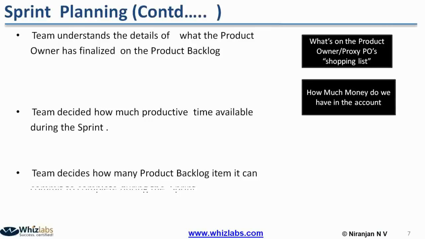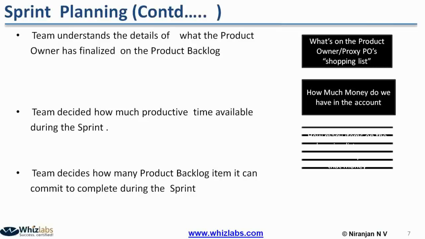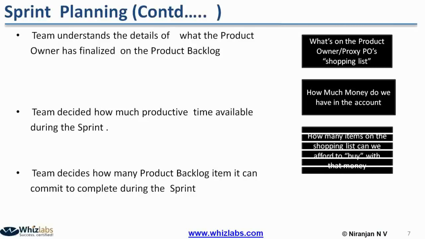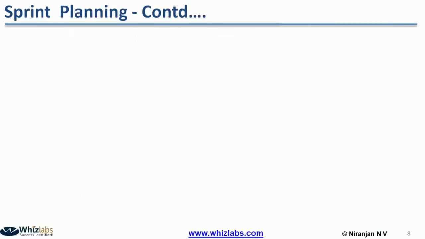Then, based on the productive time, the team takes how many product backlog items in the current sprint. So it's like telling how many items we can purchase from the shopping list. Okay, so there are 3 parts to this equation. Let's discuss them one by one.